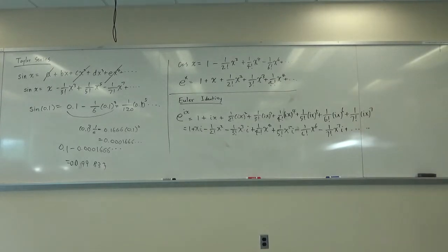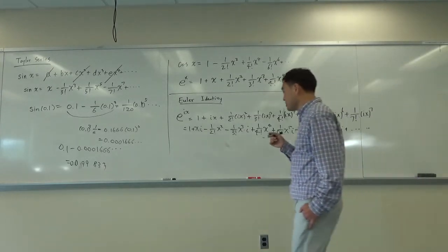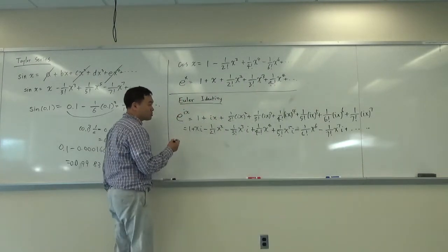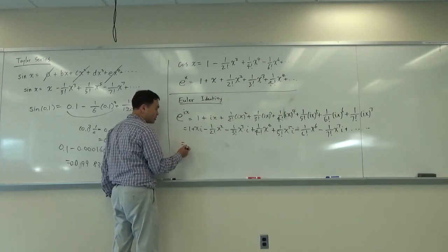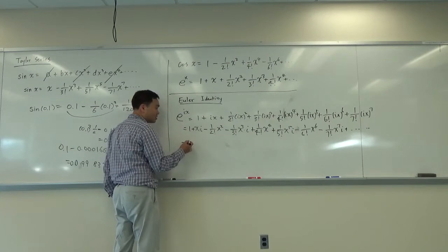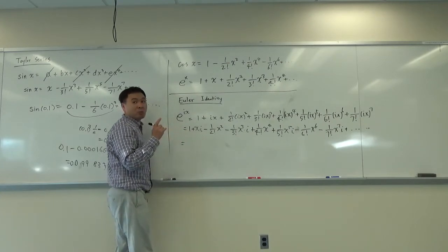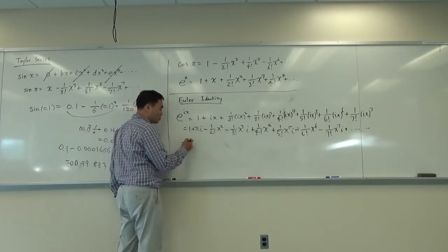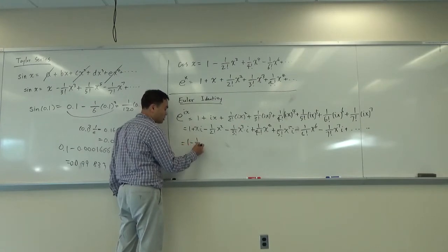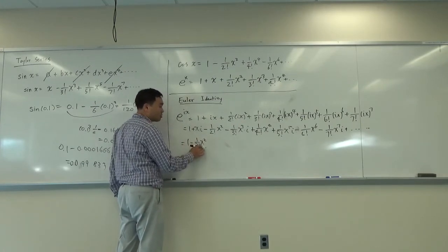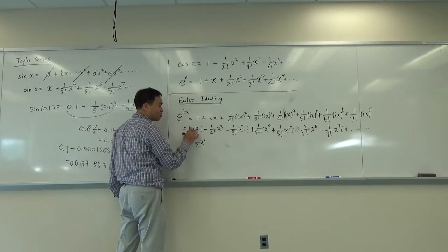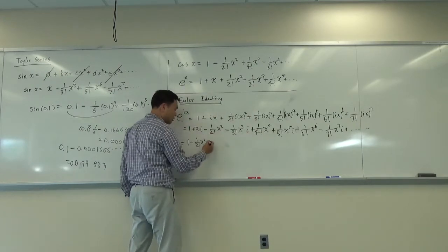You see where I'm going with this? If you're quick, you'll see where I'm going with this. Let's gather the real parts and the imaginary parts separately. 1 minus 1 over 2 factorial x squared. These are reals, the ones that don't have i's. So this one, this one, this one.